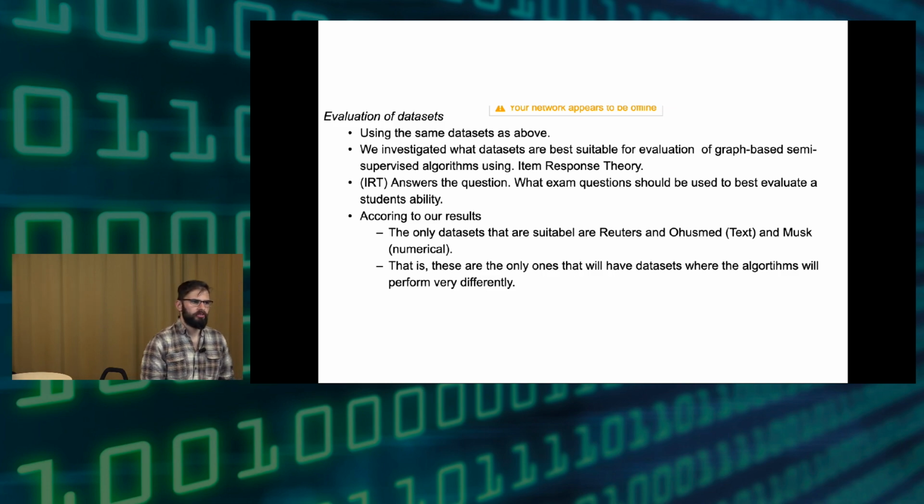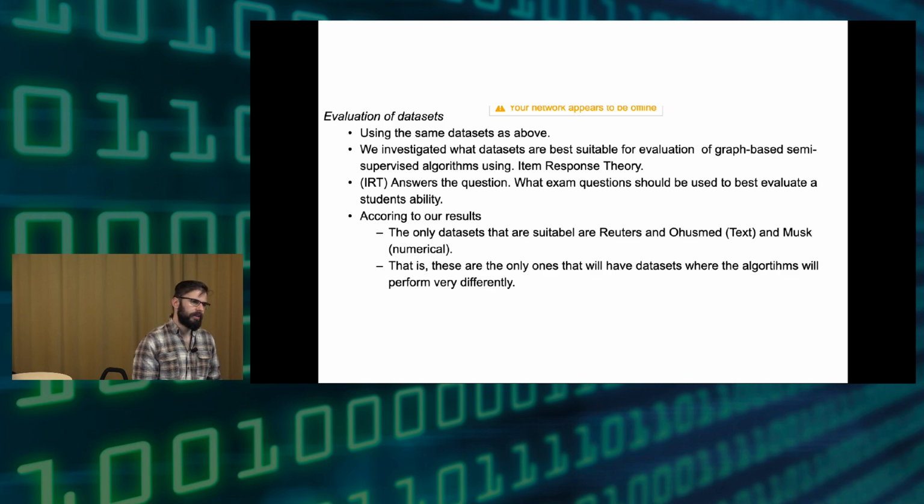So according to our results, the only data sets that actually were suitable are the Reuters data set, which is a text-based classification data set. So it's from the Reuters newspaper, and then you classify different types of articles. And then you have the assumed data set, it's also a text data set. And then we have something called the Musk data set. It's a numerical data set that describes different mushrooms, I think it was. No, molecules, I think it was.